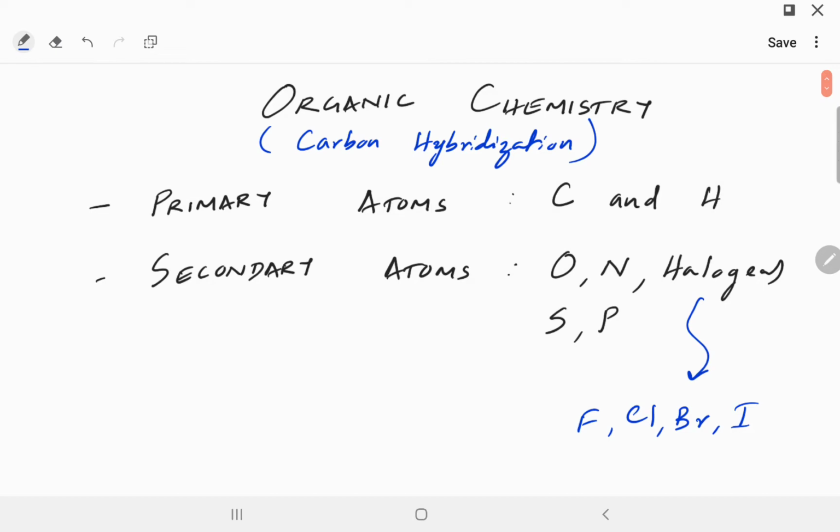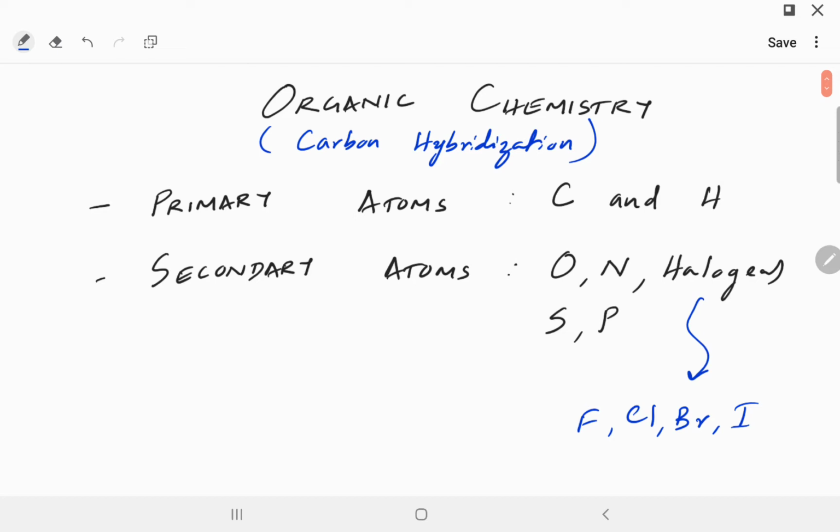So in organic chemistry, we are specifically going to talk about the chemistry of carbon. Unlike inorganic chemistry, where we learn almost all the elements in the periodic table, organic chemistry will primarily focus on carbon. And in organic compounds, the two primary atoms that you are going to see are, of course, carbon and hydrogen.